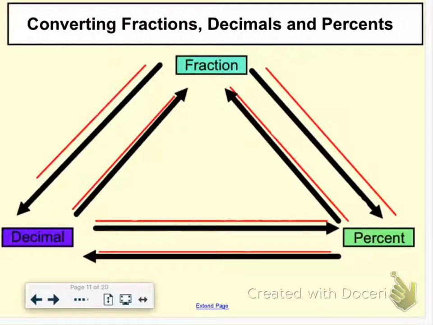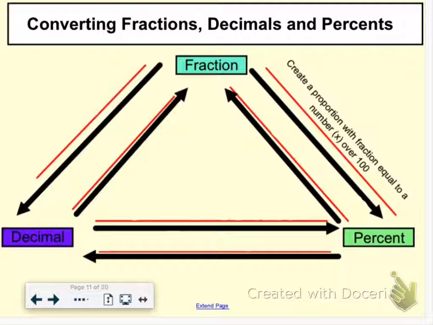I would never go from a fraction to a percent directly because it is so much harder than going from a fraction to a decimal and then to a percent. But it is possible to do it in one step. So to go from a fraction to a percent, here's how you're going to do it. You're going to create a proportion with a fraction equal to the number x over 100.